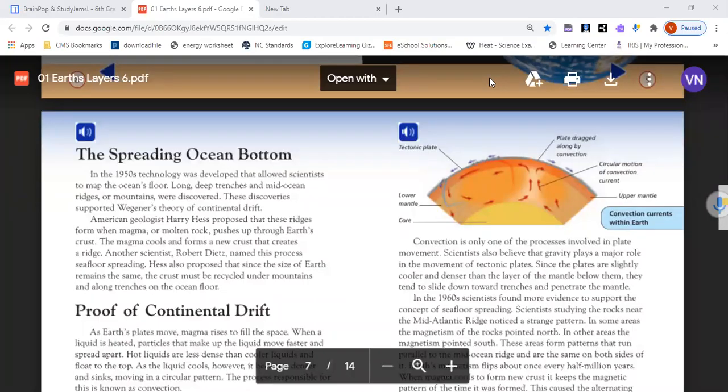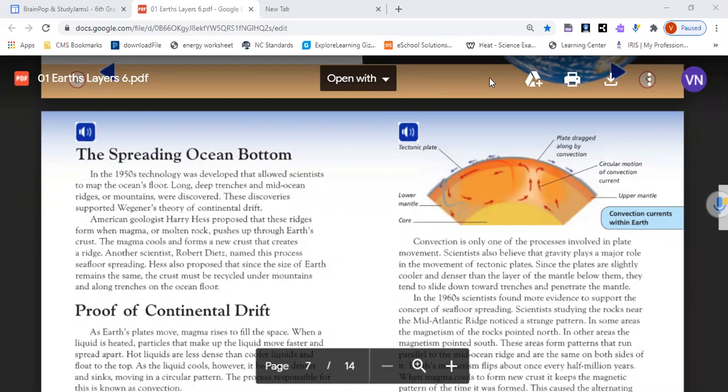Okay, hi everyone again. We are continuing with seafloor spreading, the spreading of the ocean bottom. In the 1950s, technology was developed that allowed scientists to map the ocean floor. Long, deep trenches and mid-ocean ridges, or mountains, were discovered. These discoveries supported Wegener's theory of continental drift.